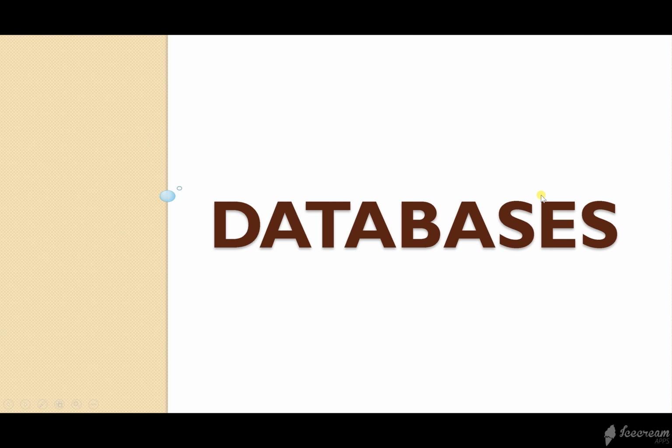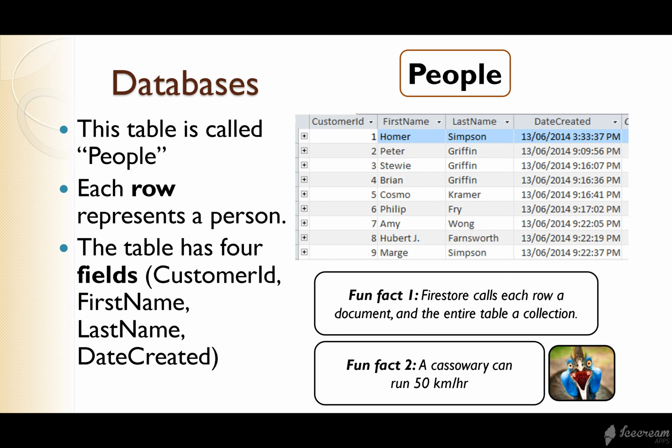For now, we'll just do a pretty lightweight introduction to databases, pretty brief, just the fundamentals that you need to know, right? So what is a database? A database has tables. This table is called people. That's the name of the table. A table contains rows. This table has 9 rows. In this case, each row represents a person. Normally, each row represents a particular thing. In this case, it is a person. That's the thing. So each row is a thing.